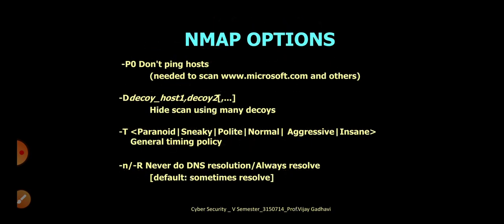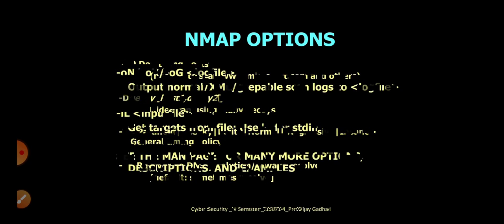Still continuing NMAP options. -P0 is used for don't ping host. -D decoy_host1 is used to hide the scan using many decoys. -T is used for paranoid, sneaky, polite, normal, aggressive, insane, for general timing policies. -n is used for never do DNS resolution, -R always resolve. The default is sometimes resolve.